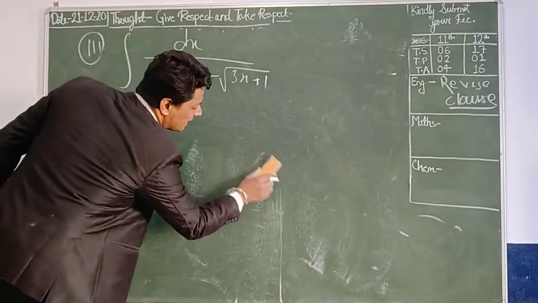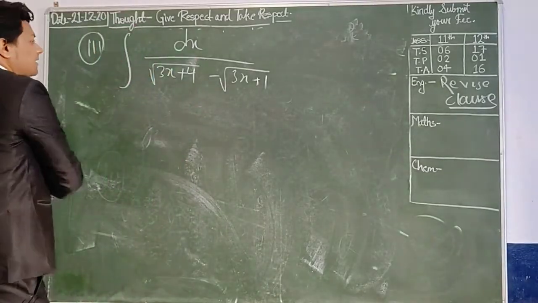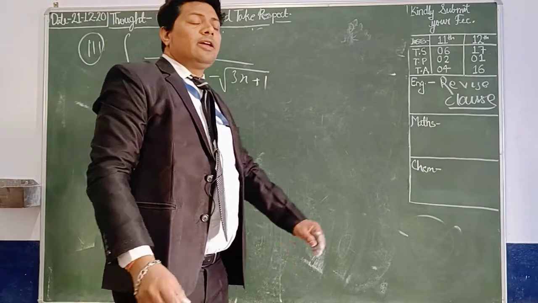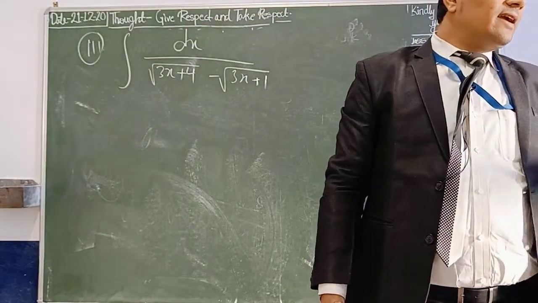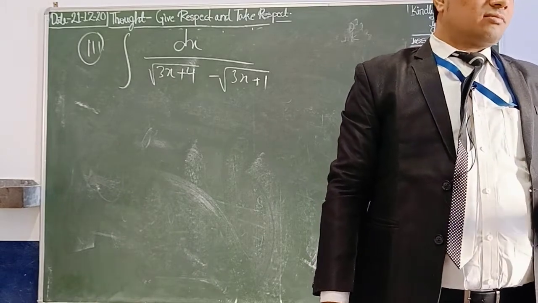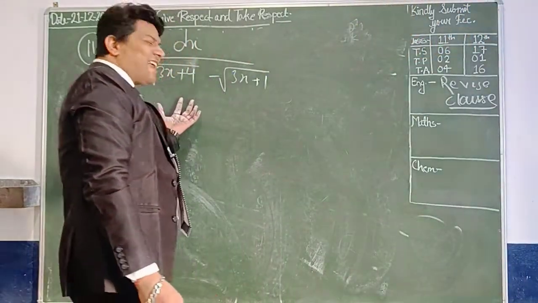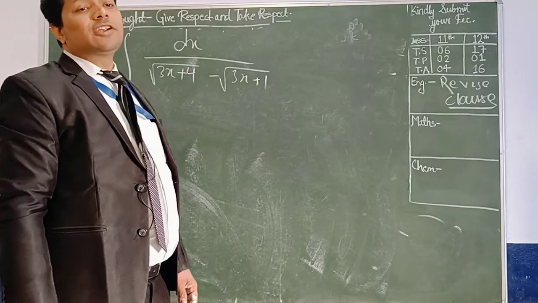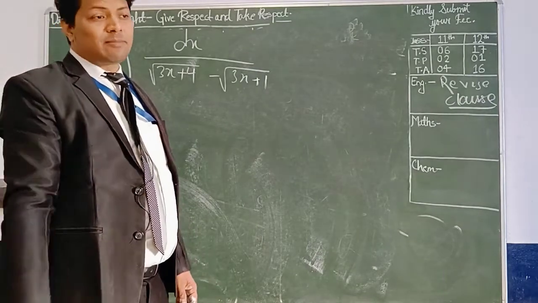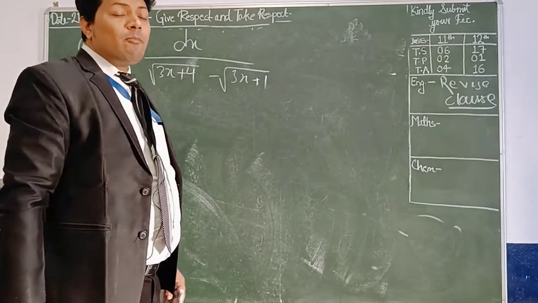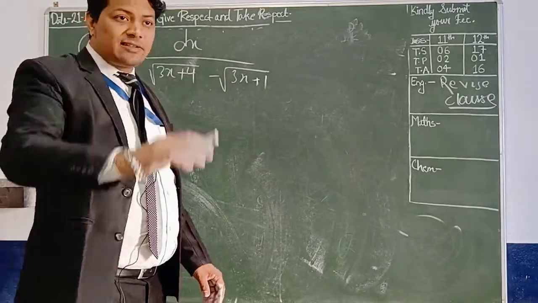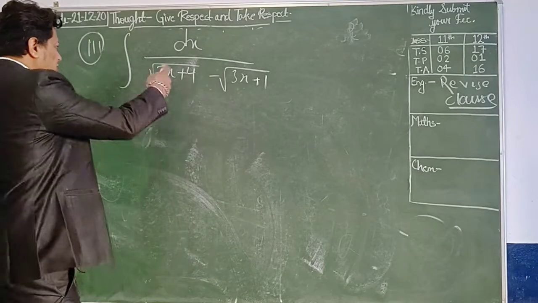Everybody knows that if in a denominator there is a negative sign, or if you are getting this kind of a fraction, it's very difficult that the integration will take place. First of all, we need to change it. How will we change it? By the rationalization method, class 9. Is it clear? Rationalization method.